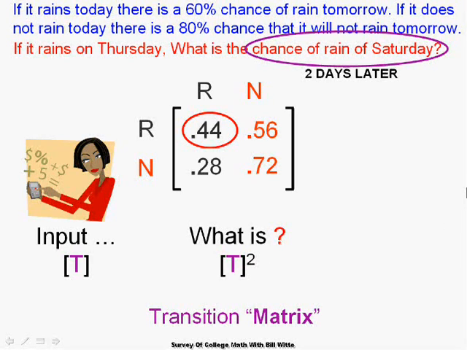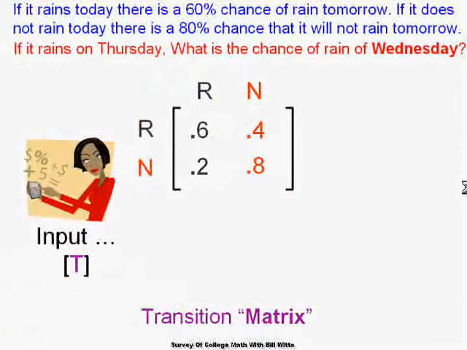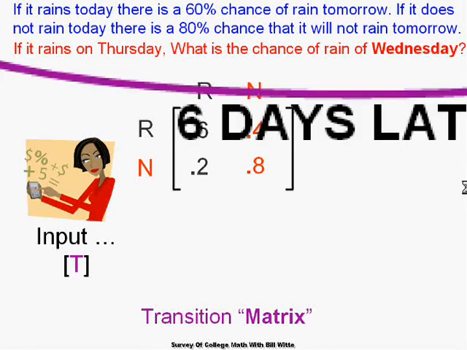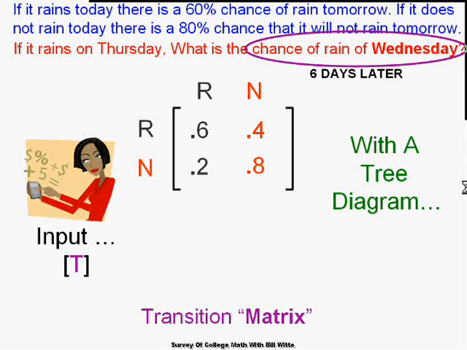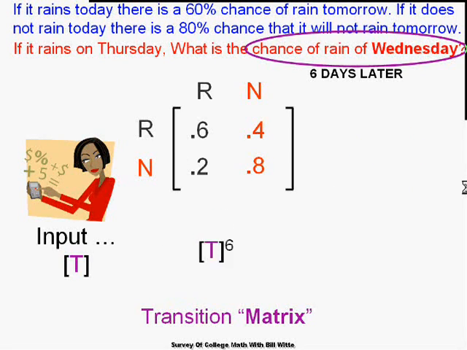How cool is that? You did have to go to a little bit of extra work to input it into the calculator, but that extra work is going to pay off big time. Because let's look at this one. Same information. We've already input the matrix. If it rains on Thursday, now I'm going to ask you, what is the chance of rain on the next Wednesday? That's 6 days later. Imagine trying to do a tree diagram 6 levels far.